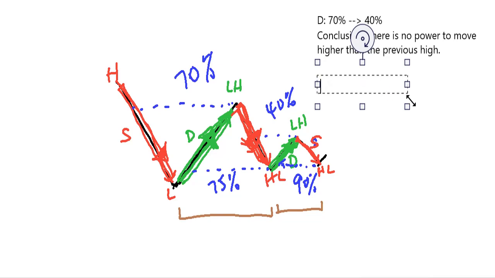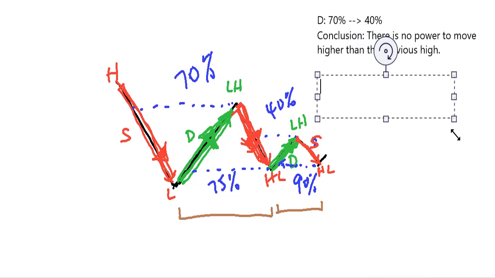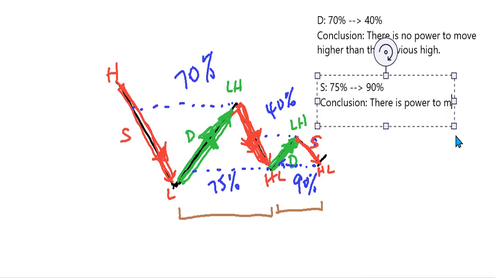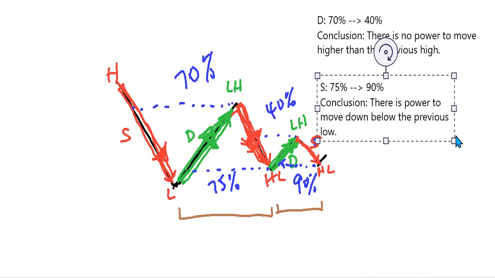Okay, so I'm going to type my note here. In terms of supply, what I have is 75% supply becoming 90% supply. What I can conclude here is, because there is more supply, there's a power to move down. There is power to move down below the previous low. So I can actually conclude in that manner.